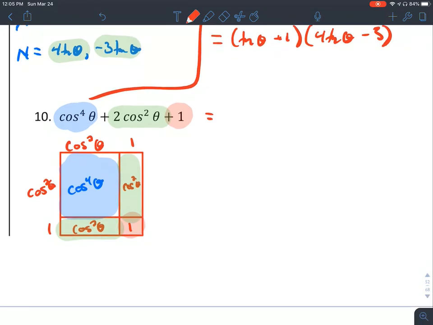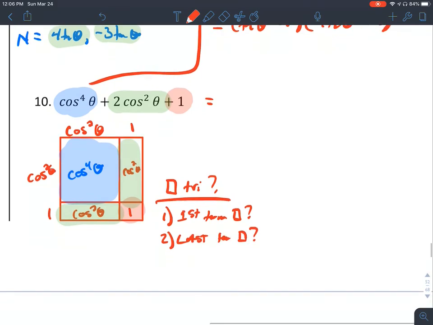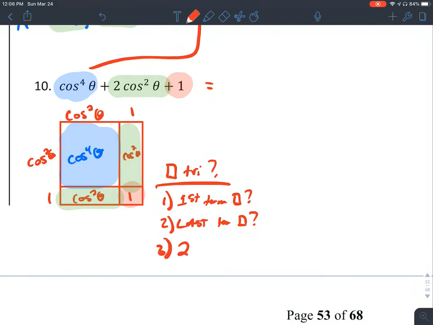Long story short, long story longer, I should say, to determine if it's a perfect square trinomial, the first term has to be a perfect square. So the first question is, is the first term a square? It is. Is the last term a square? It is. Question 3, if you double the square root of the first term times the square root of the last term, is that the same as the middle term? If the answer to all those are yes, then it's a perfect square trinomial.